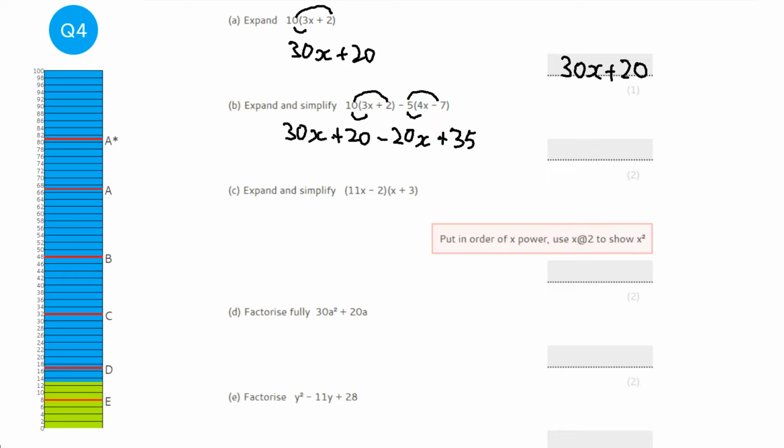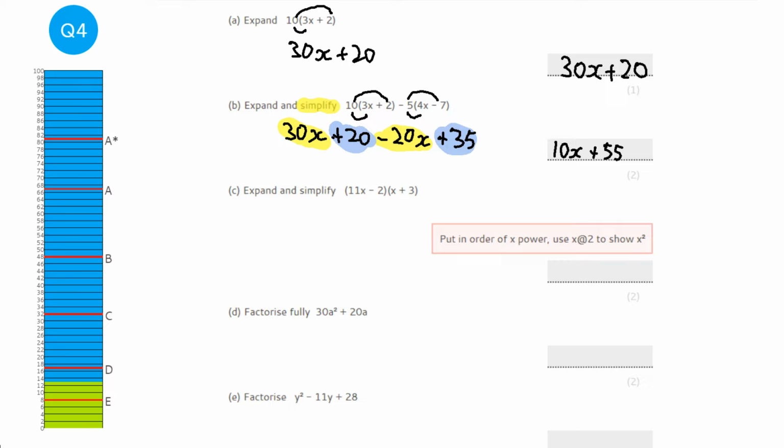Now we've got to be careful here because it says expand and simplify. So I'm going to have to look at my like terms. We've got a 30x and a negative 20x. And we have, as numbers, we've got a plus 20 and a plus 35. So when I do 30x take away 20x, I'm going to get 10x. And when I do 20 plus 35, I'm going to get 55. That's our answer.